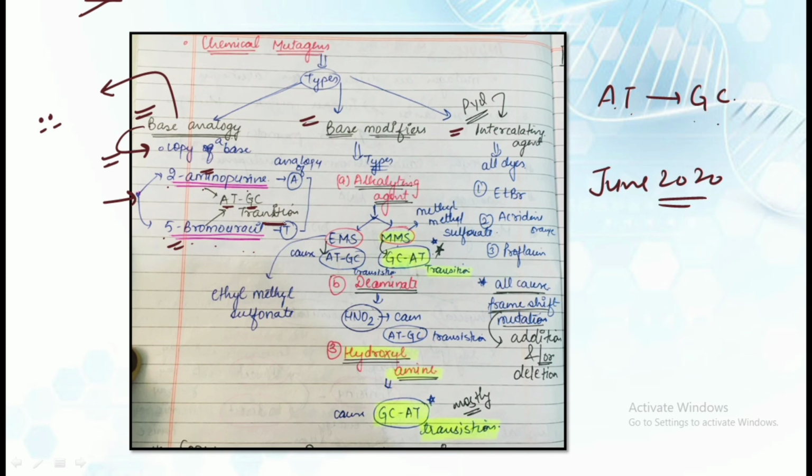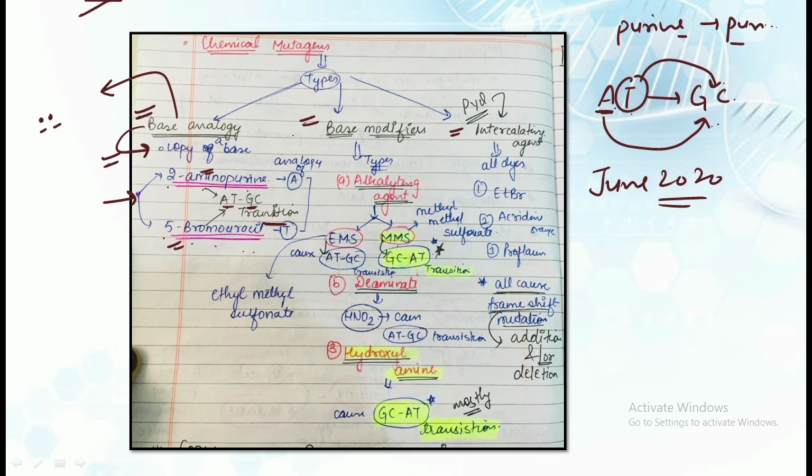And what is a transition? We have already discussed. So transition was the phenomenon in which a purine gets converted into a purine and a pyrimidine gets converted into a pyrimidine. Make sure you remember the difference between transitions, transversions, purines and pyrimidines, because we often tend to get confused in these small areas itself.